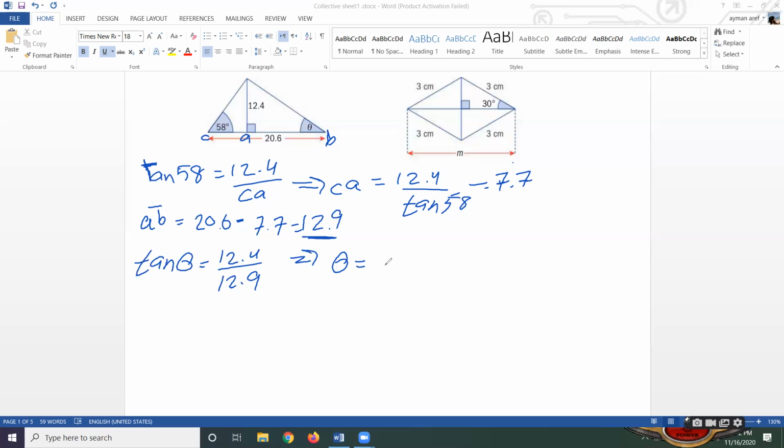Then we need to find theta, which is the angle theta. Then theta equals the inverse tan of 0.96, which equals 43.8 degrees, to three significant figures. Then the angle theta equals 43.8 degrees. This is about this question. Let's move on to the next one.